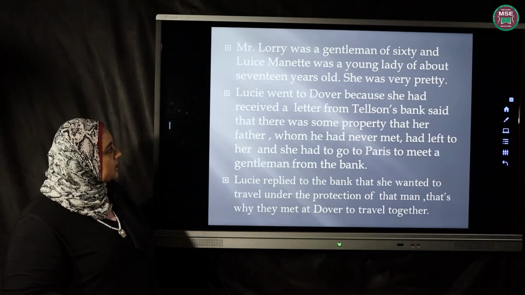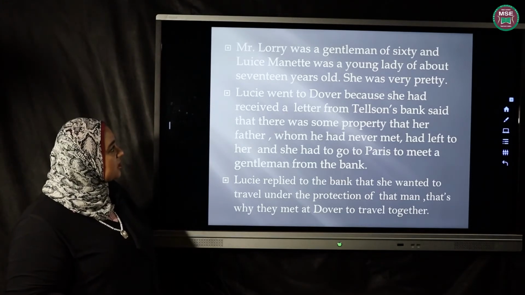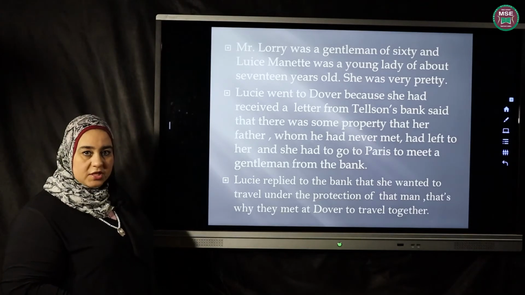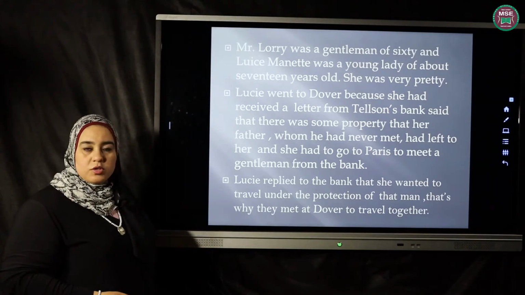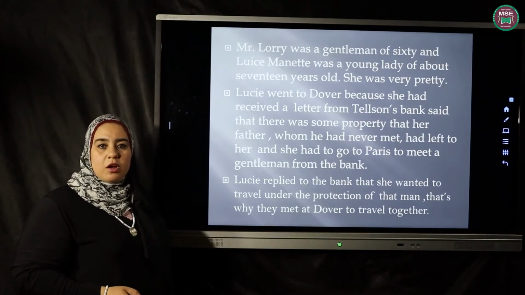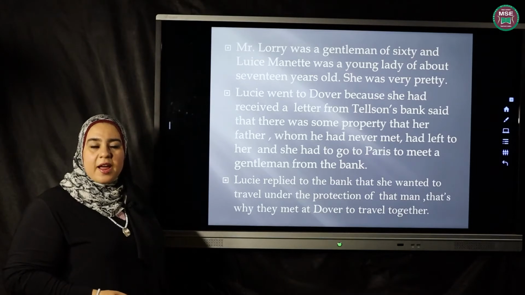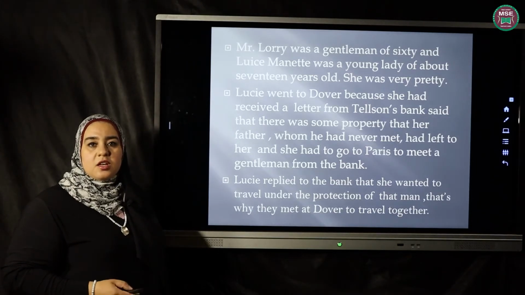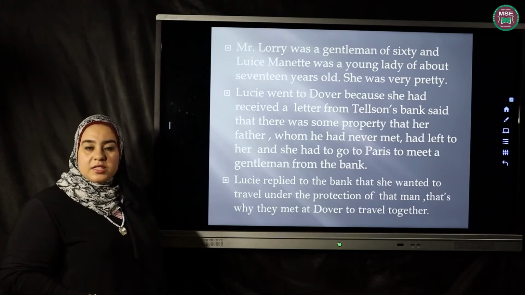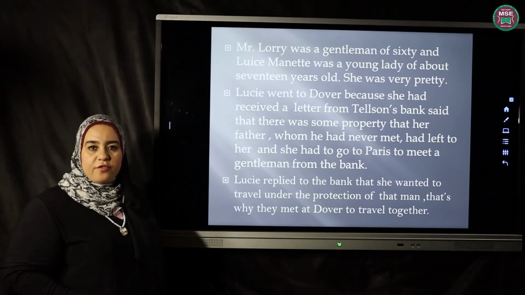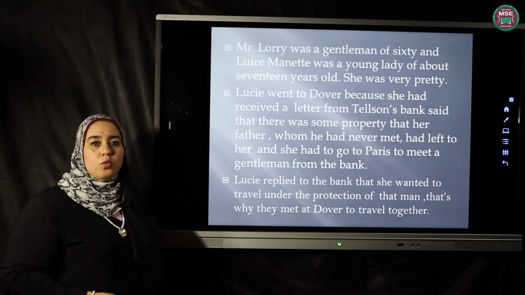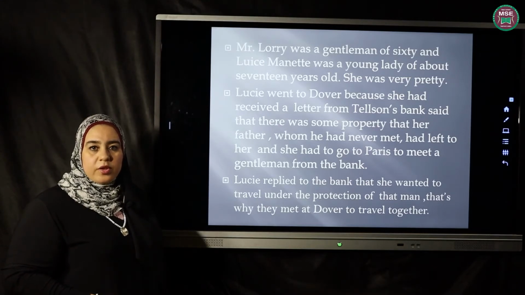Mr. Lorry was a gentleman of 60 and Lucy Manette was a young lady of about 17 years old. She was very pretty. Lucy went to Dover because she had received a letter from Tellson's bank, the bank Mr. Lorry was working in, and where her father has property. They were taking care of her. He sent her a letter telling her to go to France to take some property of her father, but she was very afraid to travel alone because the conditions, as we have said, were very bad. So she asked Mr. Lorry to wait for her at Dover to travel with him.